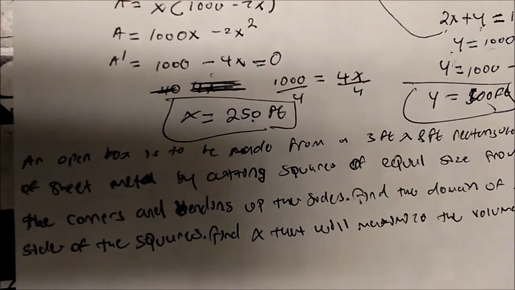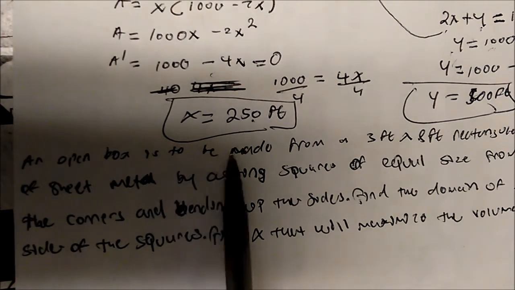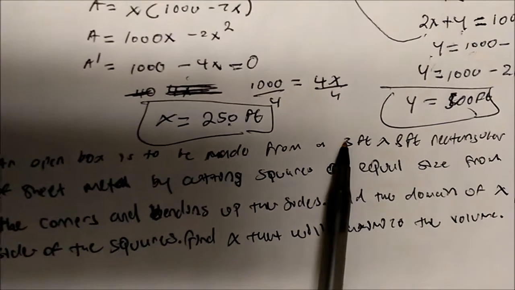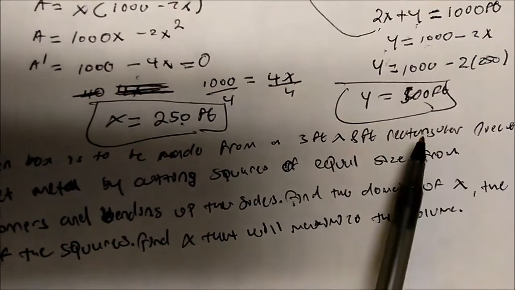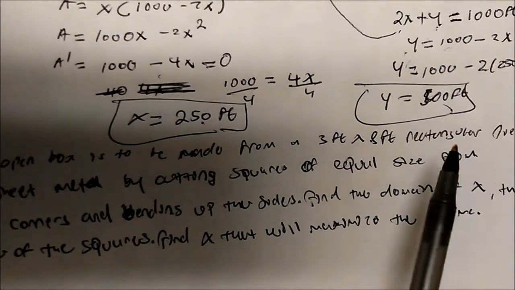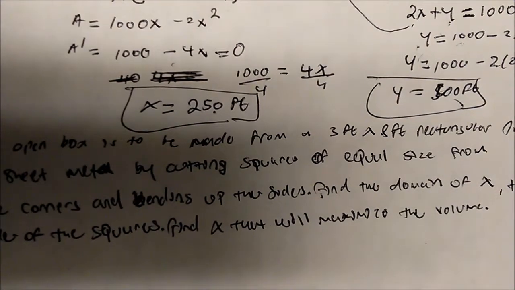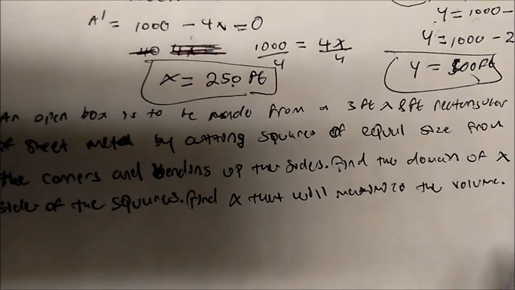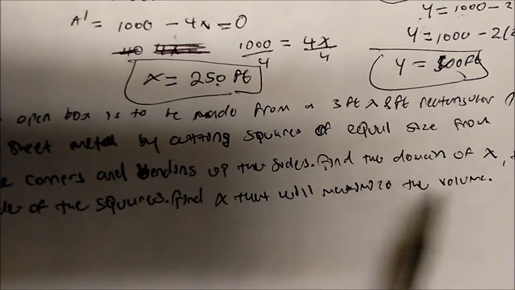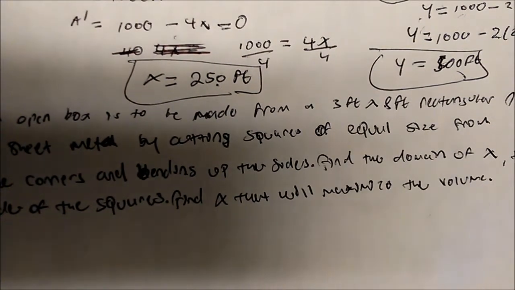So suppose you have an open box. An open box is to be made from a 3 feet by 8 feet rectangular piece of sheet metal by cutting squares of equal sides from the corners and bending up the sides. Find the domain of x, the side of the squares. Find x that will maximize the volume.